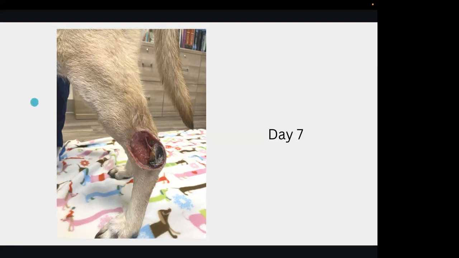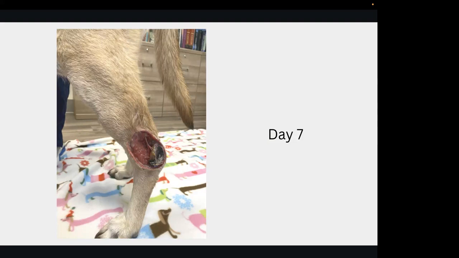She also would not stop licking this, and Virbac tells you that you do not need and shouldn't put an e-collar on these patients. You should not prevent them from licking the wound. In the studies that they did, the dogs that were prevented from licking the wound had delayed healing times.